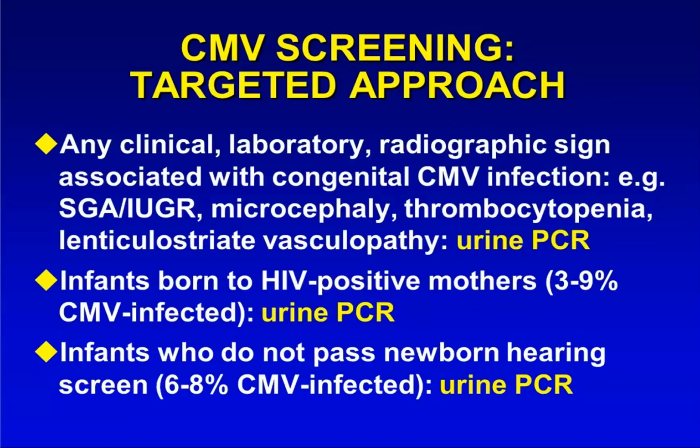So any baby who has any manifestations, like I showed you earlier, that could be CMV, we would do a urine CMV PCR. We also feel very strongly that babies born to mothers who are HIV positive should also be tested for CMV by urine PCR, because as many as 3 to 9% of these babies can be infected congenitally, because women with HIV have immune systems that are not normal, and they can reactivate CMV commonly during the pregnancy. And then, as I mentioned, those who refer on the newborn hearing screen.